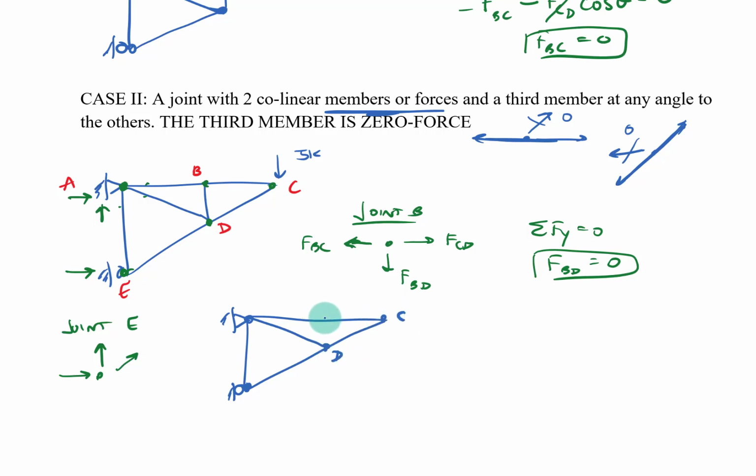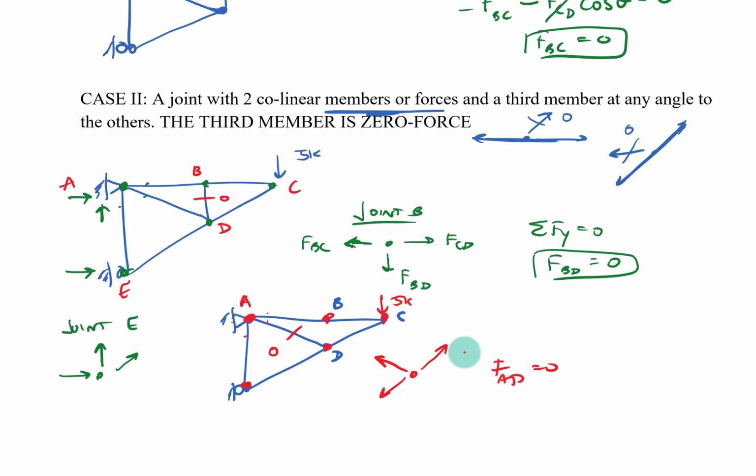So I see a structure like this. And if I go through again, this still has 1, 2, 3, 4, 5. Still has 3 non-collinear. Still has 3 non-collinear. B, I have 2, but they are collinear, so they aren't case 1. But D has 2 that are collinear and 1 at any other angle. So force AD is also 0.